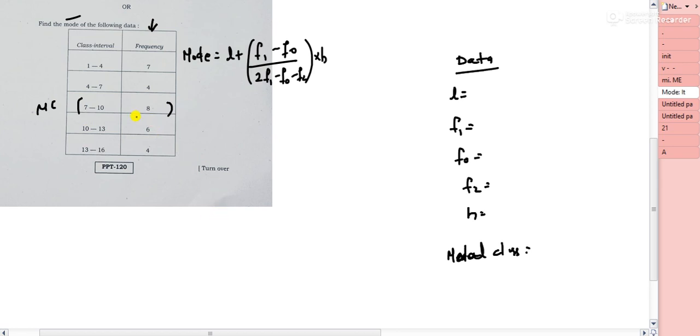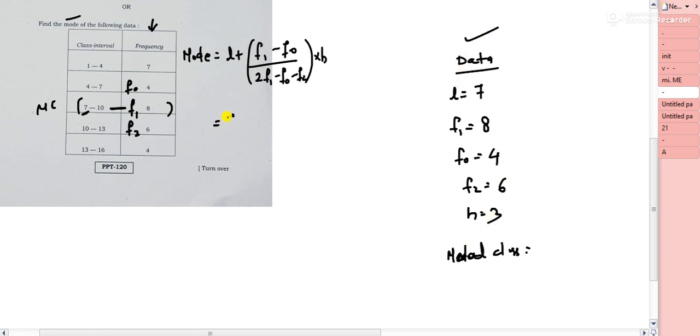Okay, now the frequency adjacent to the modal class is your F1, prior to that is F0, and next to that is F2. So 0, 1, 2 you can look at like this, and the value lower limit of this is your L. So L is 7, F1 is 8, F0 is 4, F2 is 6, and what is H? H is the class size. So you can see the size is 3. 4 minus 1, 3, 7 minus 4, 3. So it is 3. So this data you have to write.